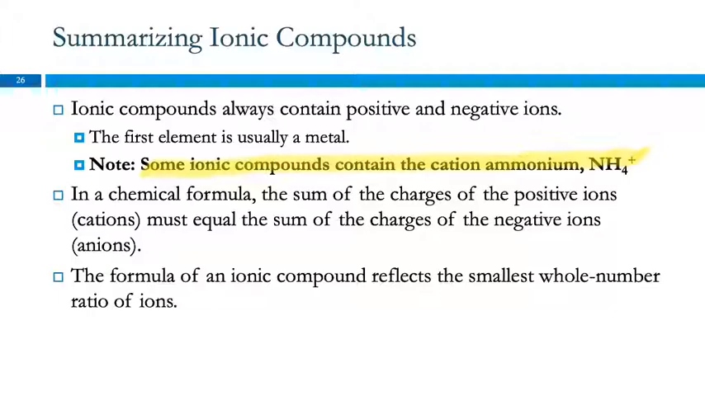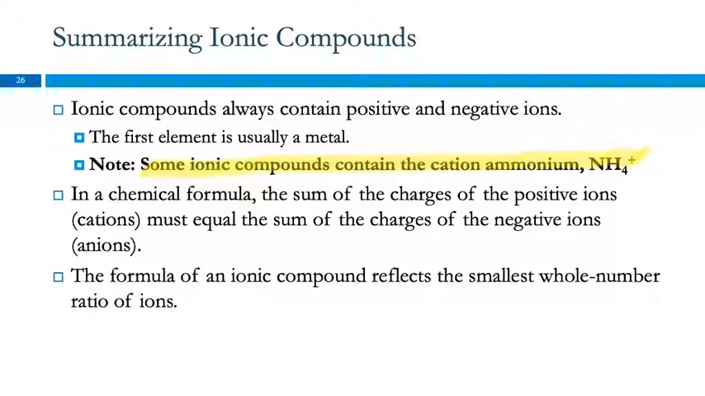NH4 plus is a cation called ammonium, and if you see a compound that starts with NH4 and it's got something else after it, that's also an ionic compound. That's the one type of ionic compound that doesn't have a metal in it that we're going to need to think about. So the sum of the charges, the positives and the negatives, have to be equal.